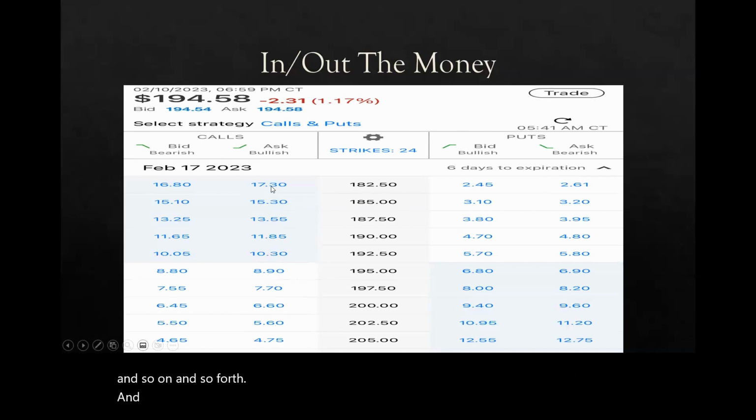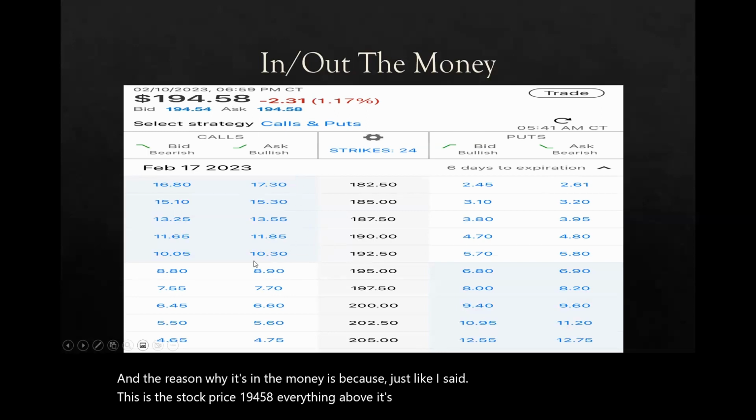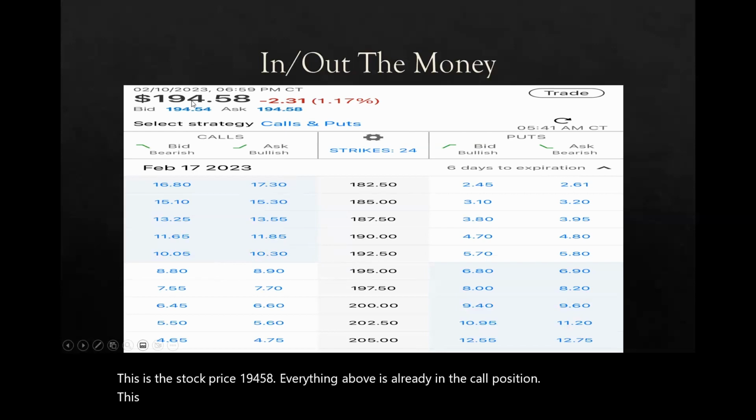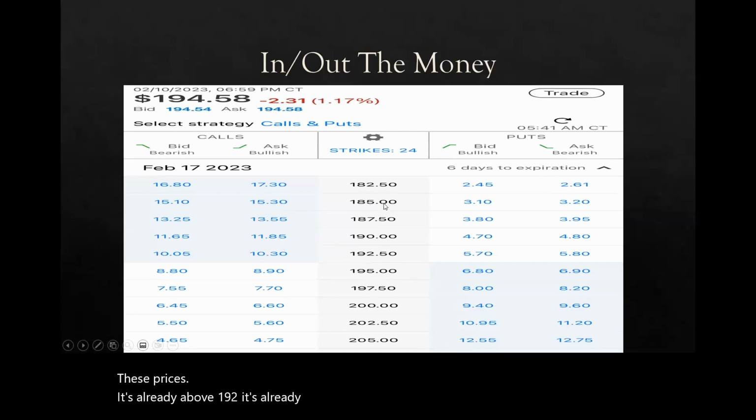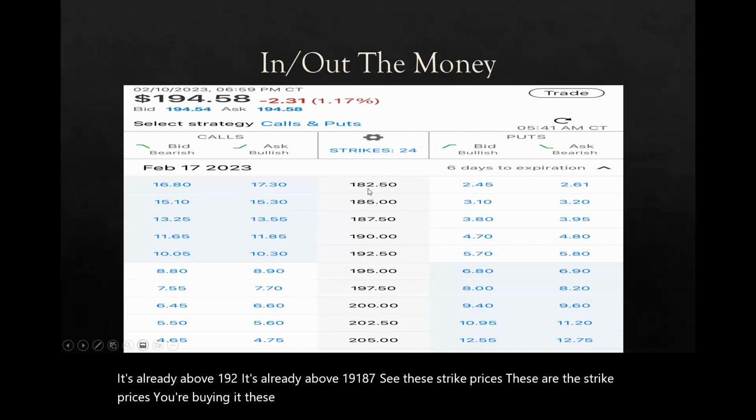And the reason why it's in the money is because, just like I said, this is the stock price, 194.58. Everything above, it's already in the call position. When you buy a call, you think the stock is going up. These prices, it's already above 192, already above 190, 187. See these strike prices? These are the strike prices you're buying at. These contracts are already in the money because the stock is already above the strike price.